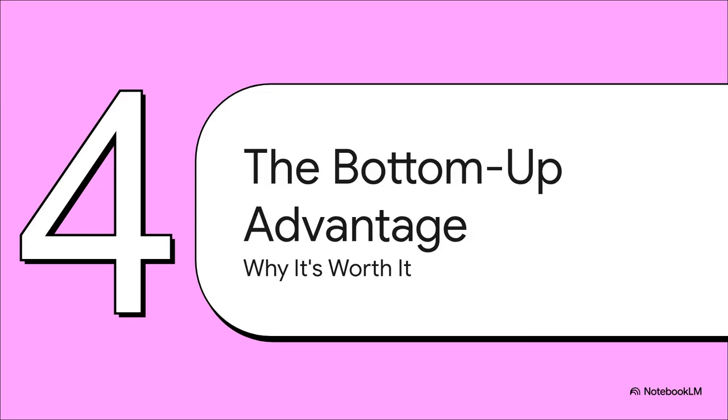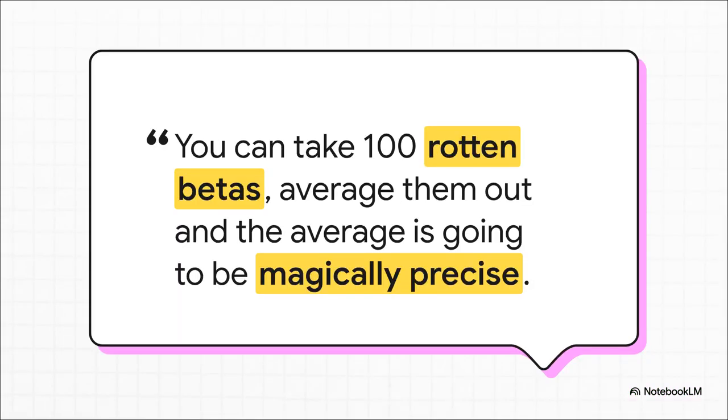Okay, I know. That sounds like way more work than just clicking a button to run a regression. So why bother? What's the real payoff? It all comes down to the law of large numbers. I love this quote. You can take 100 rotten betas, you can average them out, and the average is going to be magically precise. Think about it. Any single company's regression beta might be junk, way too high or way too low because of all that noise. But when you average hundreds of them together, the individual errors just wash out. They cancel each other out, leaving you with a really solid, precise number.